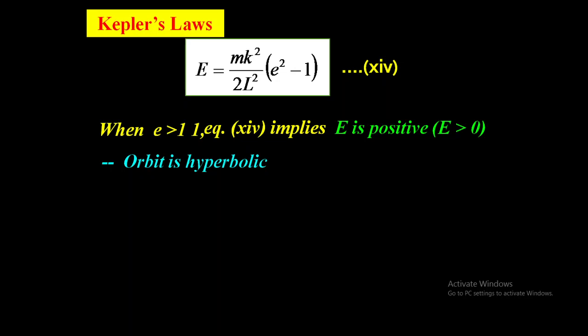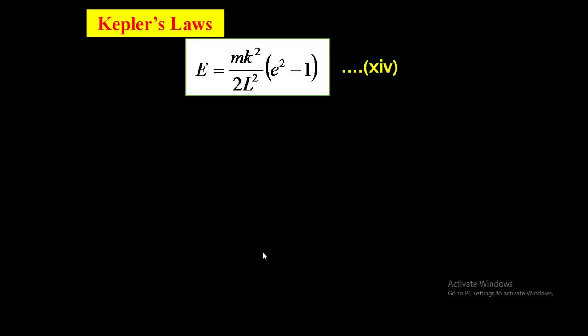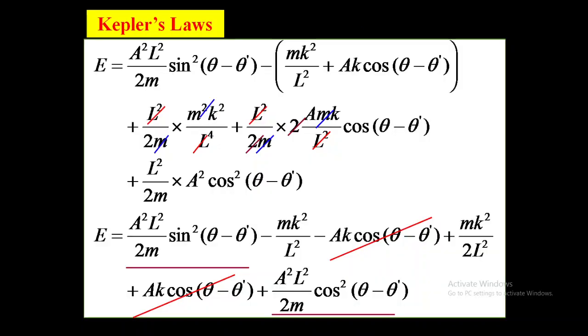So we have seen the statement of Kepler's first law, and we derived the equation for it and got the value of energy. Energy and eccentricity decide the shape of the orbit. If e is greater than 1, the orbit is hyperbolic. If e is less than 1, the orbit is elliptical. If e is equal to 1, the orbit is parabolic, and if e is 0, the orbit is circular. So the value of e decides the shape. This is the proof of Kepler's first law.